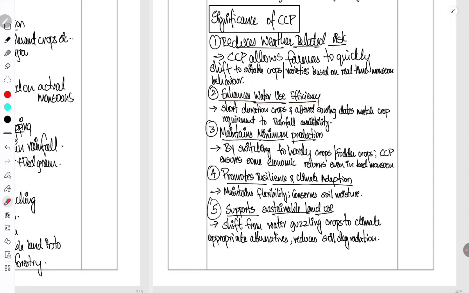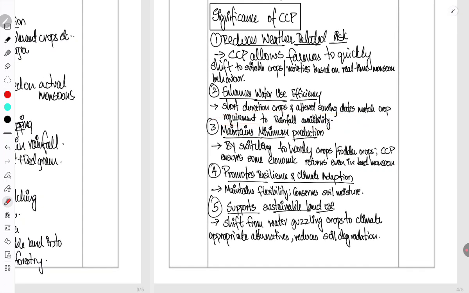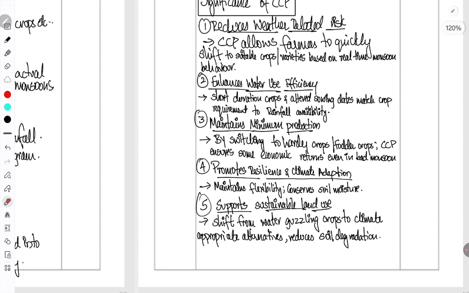Like when there is a delayed monsoon or there is an abrupt decrease in the rainfall, we can use short duration crops, or we can alter the sowing dates which matches the crop requirement to the rainfall availability. And also the best part about contingency crop planning is it helps in switching from hardy crops to fodder crops, like rice to a pasture which requires very less water. Like it ensures some economic returns even in bad monsoon, and also it promotes resilience and climate adaptation.